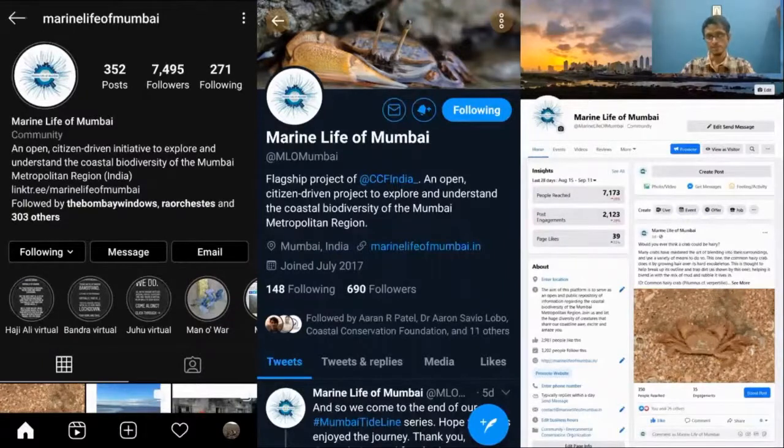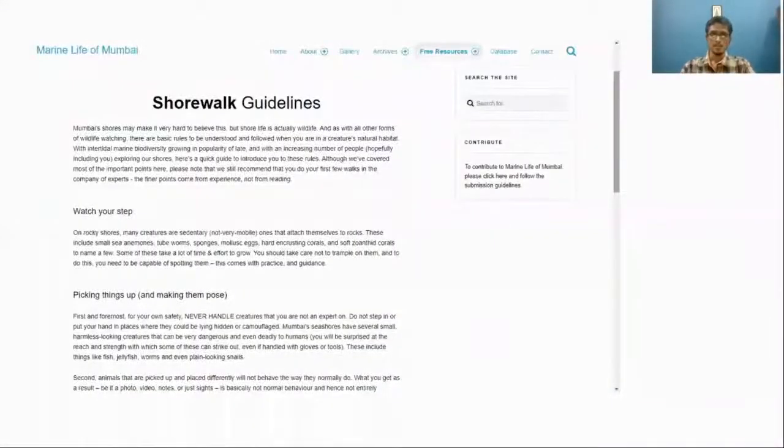So we started leveraging social media to address that, where we posted about species that we were finding in the intertidal of Mumbai to get people familiar with it and to get them to join us. Some members of our team who were more experienced with social media even created interactive, engaging content on social media to get people hooked. We started a website which also featured guidelines such as these to enable people to explore on their own or to prepare them for when they would join us to explore.